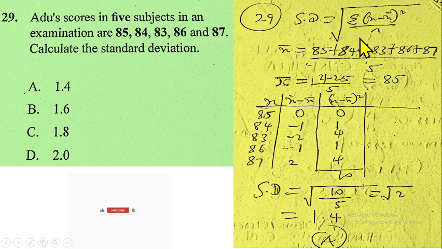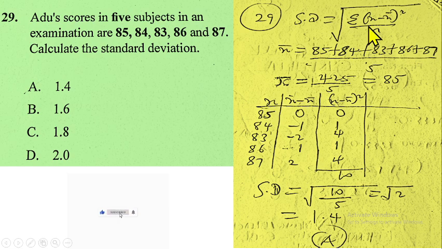Our n is the number of data we have here. So we need to first find the value of our x bar, which is our mean. We find the mean by adding all these numbers together and dividing by the number of data we have there: 1, 2, 3, 4, 5. We have 5 data. So we have 85 plus 84 plus 83 plus 86 plus 87 divided by 5. If you sum this together, that gives us 425 divided by 5, which gives us 85. So the mean, or the average, of this set of data is 85.